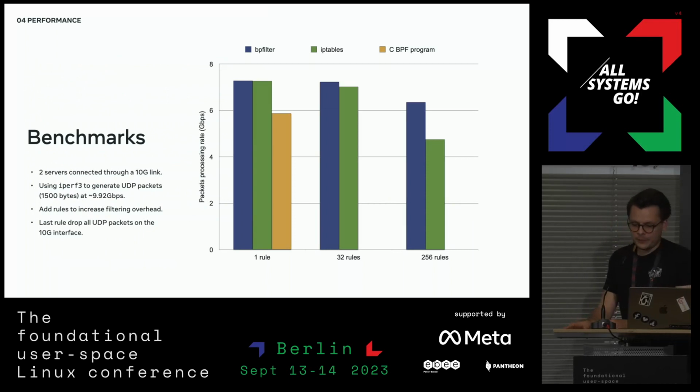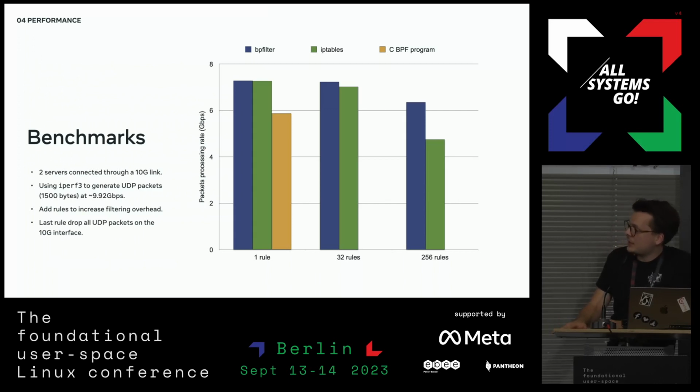From the performance point of view, I ran the benchmark a couple of days ago. I've been using 2 servers with a switch in the middle with a 10 gig link. I'm using iperf3, and iperf was sending data at a rate of about 9.92 gigabits a second. And I've been adding from 1 to 256 filtering rules. The last rule was always dropping all the UDP packets on the 10 gig interface.